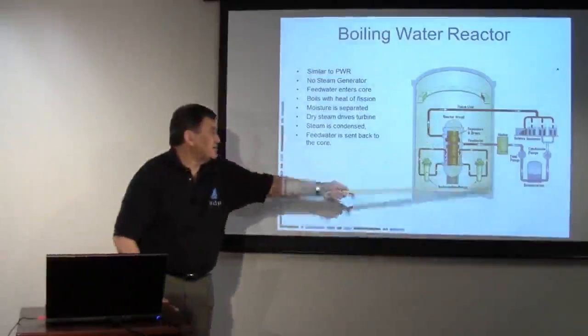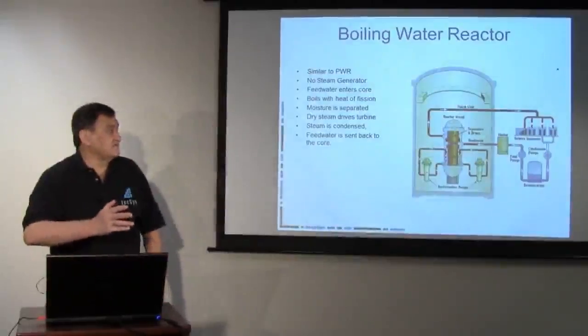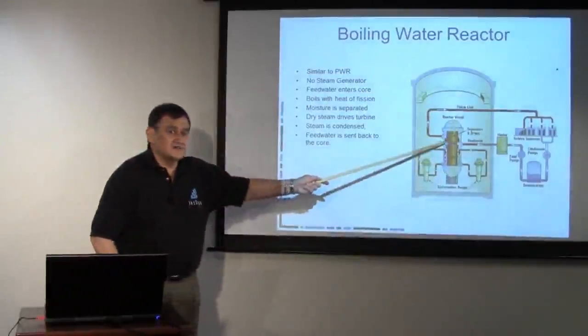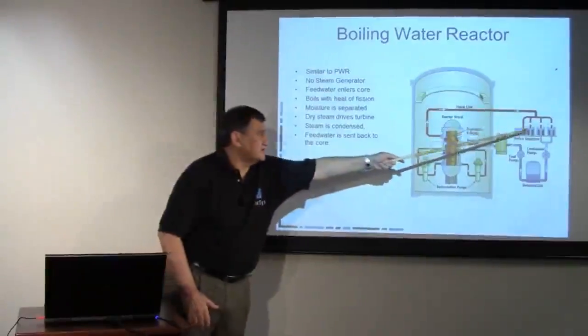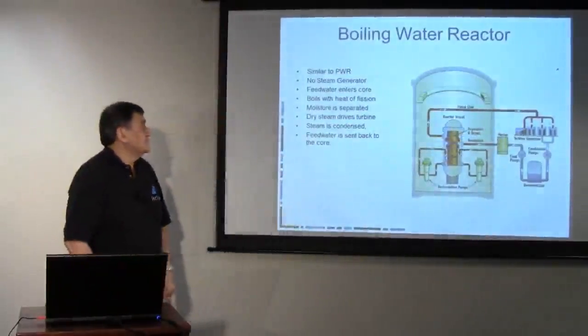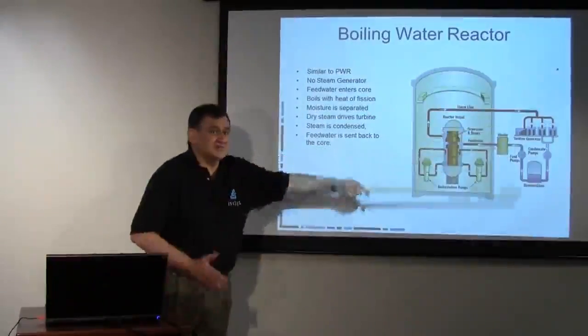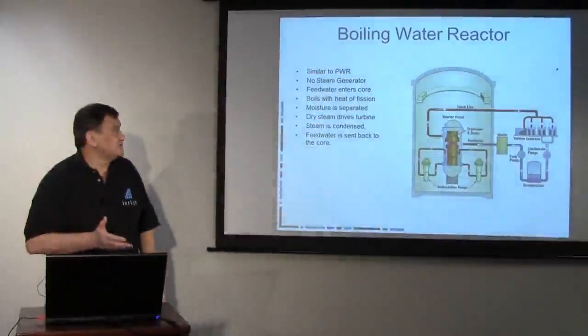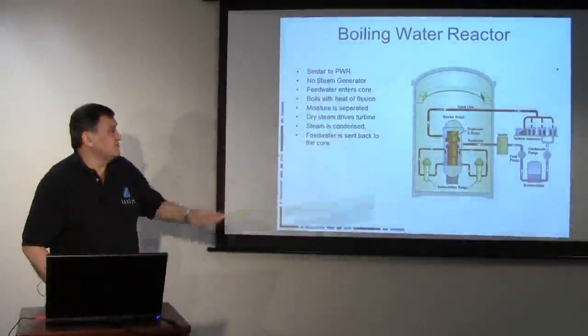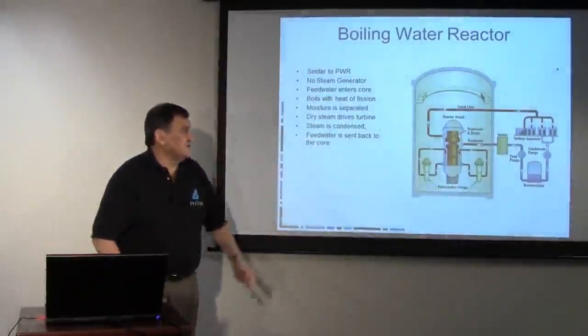Right, now the boiling water reactor is similar to the pressurized water reactor, but there's no intermediate steam generator. In this case, the actual fluid that is going through the reactor is the same steam fluid that is going through the turbine generator. The moisture has to be separated, of course, because you've got to have pure steam going into the turbines, otherwise water will cause damage to the blades. And so the dry steam drives the turbine, and then the water is sent back to the core. Most of the reactors being built today are the pressurized water reactors, but there's quite a few boiling water reactors that are in service.